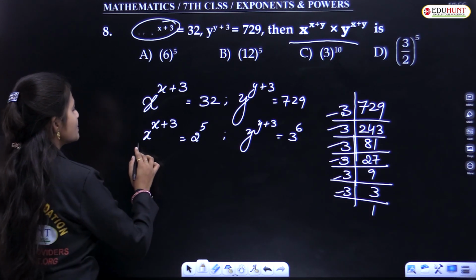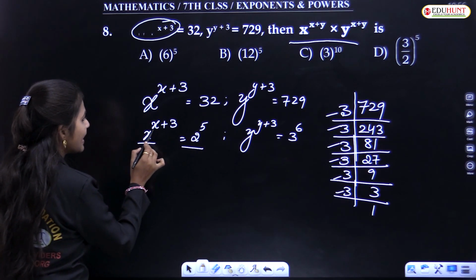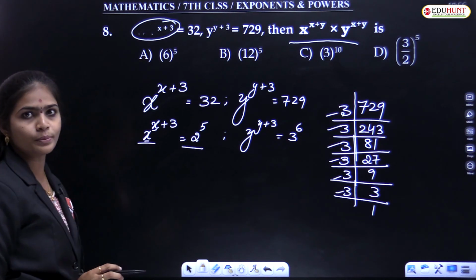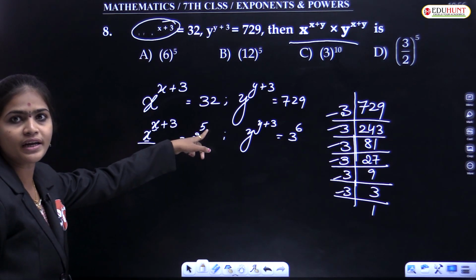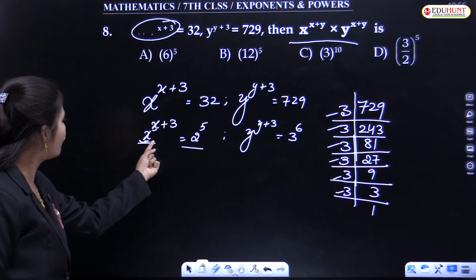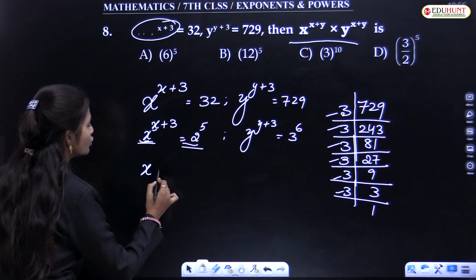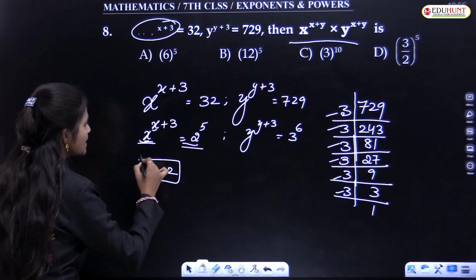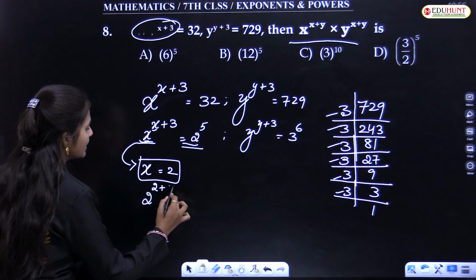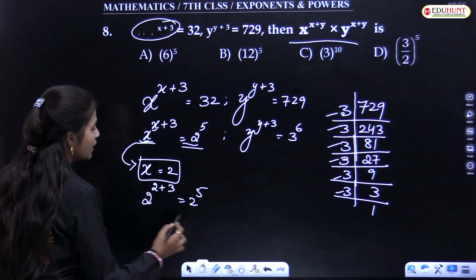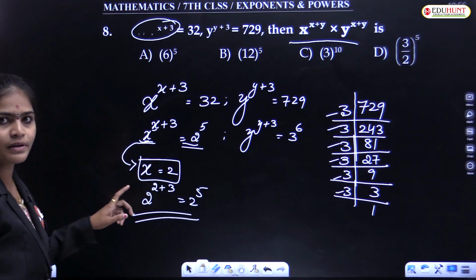Now when you observe this one, x power x plus 3, the x value and the x value, those two should be the same. So this value we wrote in the form of 2 power 5, no? So what is the value of x here? By observing this one we can say that x is equals to 2. So we can write it as 2 power 2 plus 3, which is equals to 2 power 5. Is this condition satisfying or not?